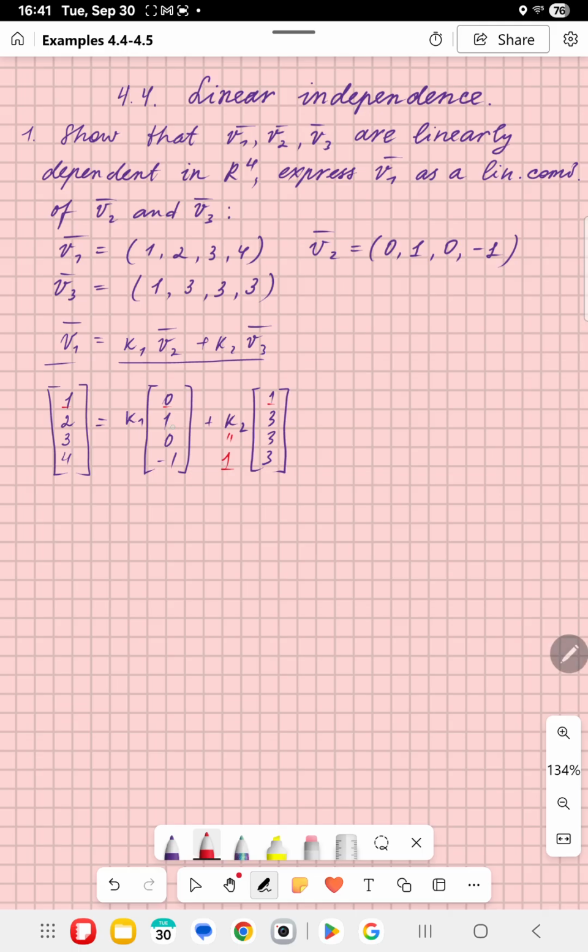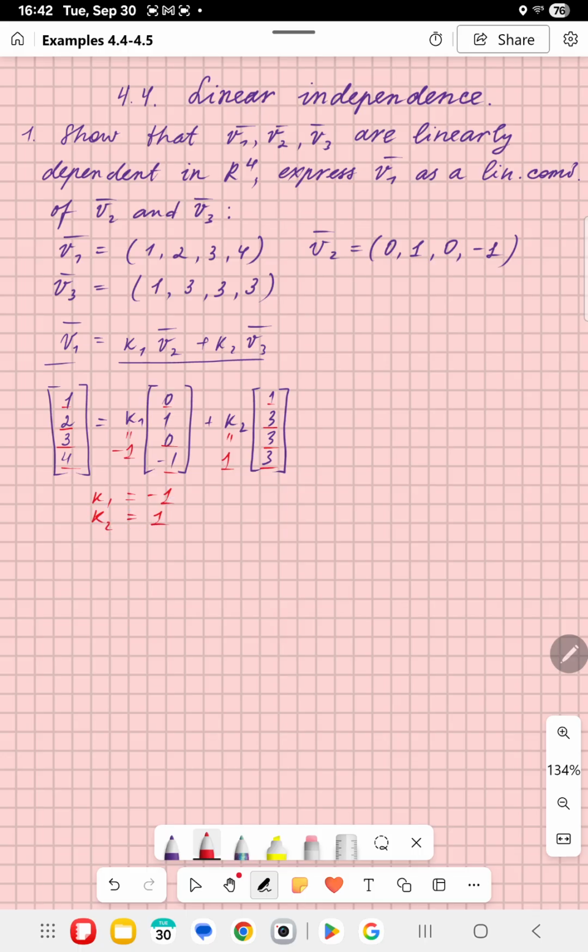So now I'm going to look at the second component. Second component is 2, right? And I have 3 over here. Well, how about this one, negative 1? 3 minus 1 is 2. Let's check on the next component. 3 minus 0 is 3. And 3 plus 1 is 4. So my guess checks. Actually, my k1 equals minus 1 and my k2 equals 1.